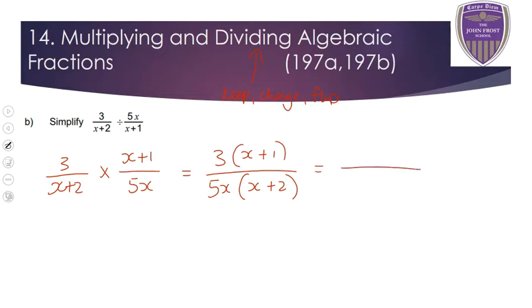Expand the brackets. So 3 times x is 3x. 3 times 1 is 3. 5x times x is 5x squared. 5x times 2 is 10x. Okay, we can't simplify that any more than it's already done. So that's the answer. We've written it as a single fraction. So that's how we do it.